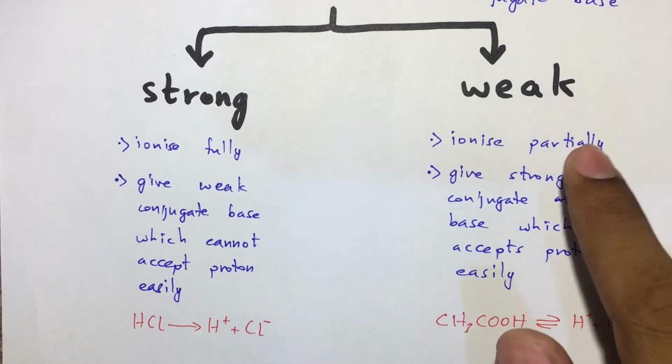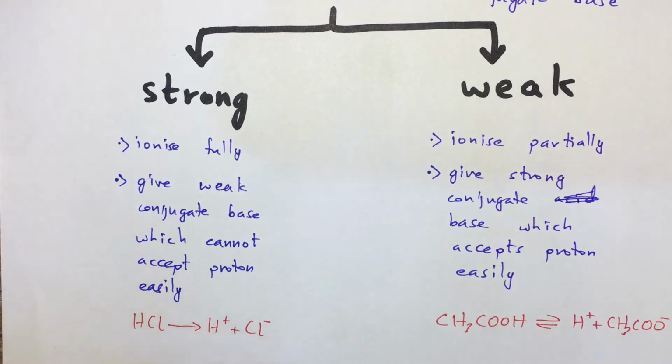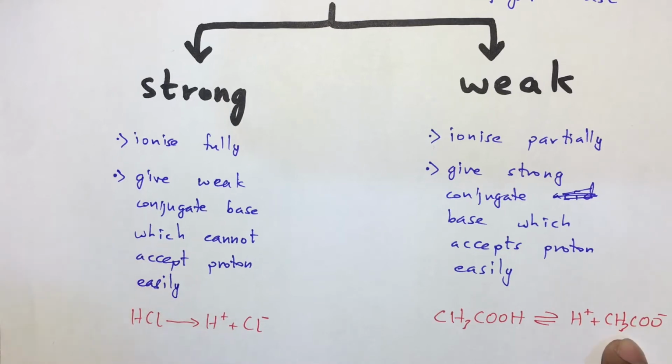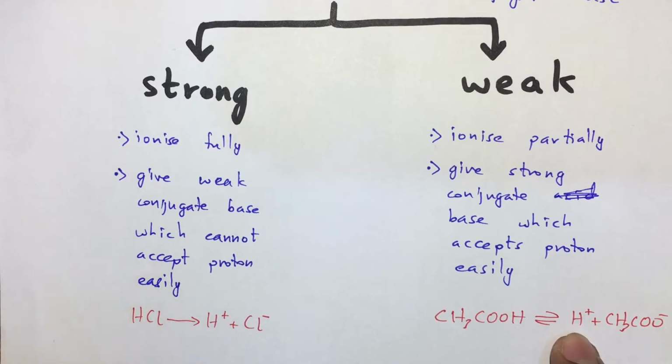Whereas a weak acid ionizes partially and gives a strong conjugate base which can accept a proton easily. An example is ethanoic acid. Ethanoic acid dissociates into an H plus ion and the conjugate base, the ethanoate ion. The ethanoate ion is a strong conjugate base, so it can accept a hydrogen ion easily, which is why this is a reversible reaction.